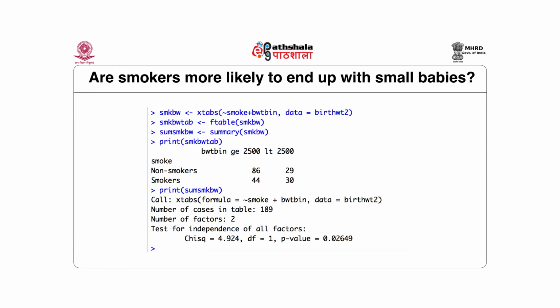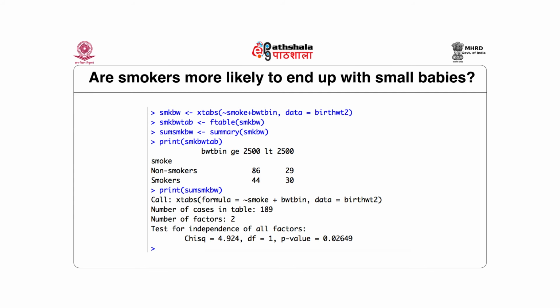The way to do that is to invoke the xtabs function, and then you put a tilde, put the explanatory variable or exposure variable first. In this case it was smoker, so the variable was smoke, then put a plus sign and then put the birth weight, which was binarized, and then put the name of the data, which is birth weight 2, the converted birth weight from the original data set. And then once you have the xtabs, you can have a neat and printable output of the cross table by using a function called ftable.